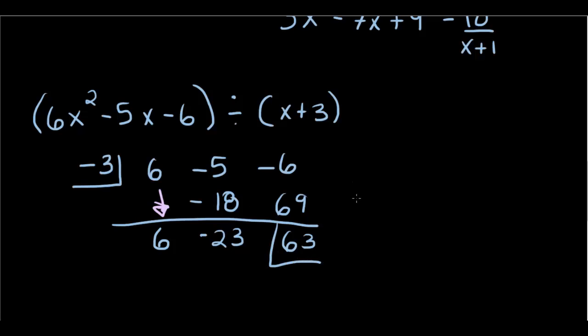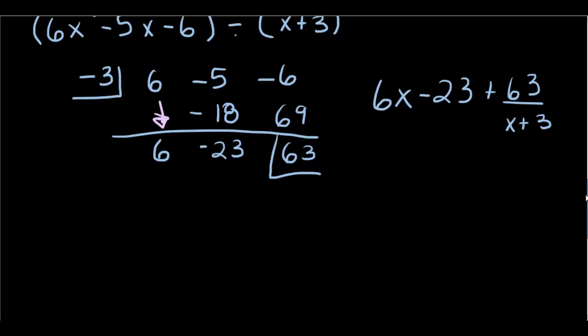The answer is going to be 6. Remember, I started with x squared on the dividend, so my answer is going to have one exponent less. So the quotient is going to be 6x minus 23 plus 63 over x plus 3.